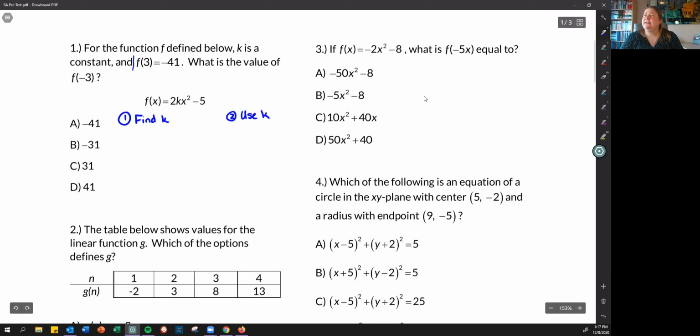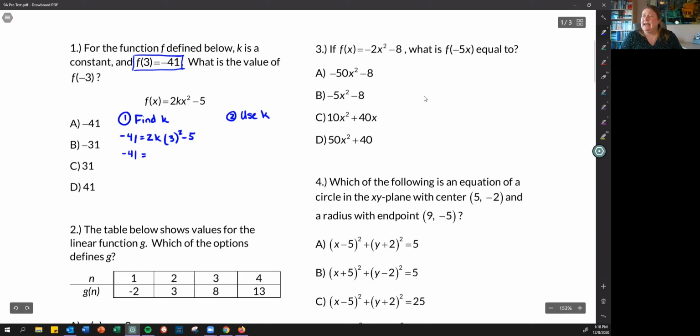We're going to use this part for step 1, where I know both the input and the output of the function. So the output is negative 41. That's what I'm going to replace f of x with. And that equals 2k, and then the x value is this 3. Here I have an equation with only one variable. The variable here is k. I can figure out what that is because I got rid of the function, the y value, and the x value.